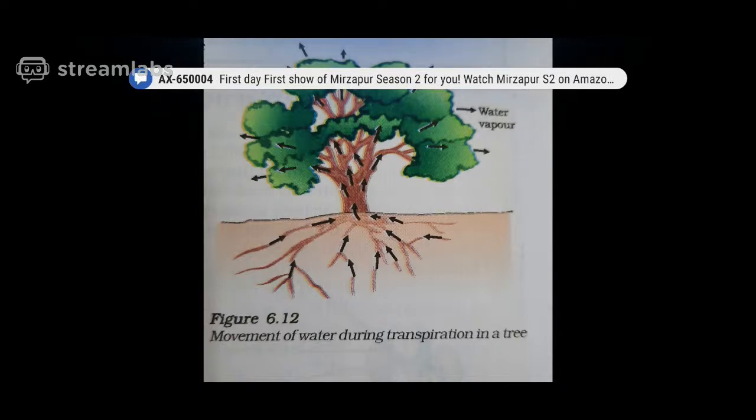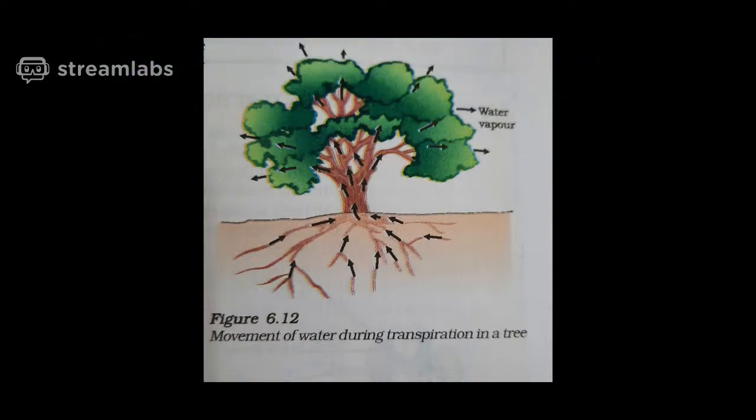And this is about the movement of water. And what about the food? After photosynthesis, the food is prepared in the plant, and there is another tissue called phloem. From the leaves, through the phloem, the food is transported to different parts of the plant.